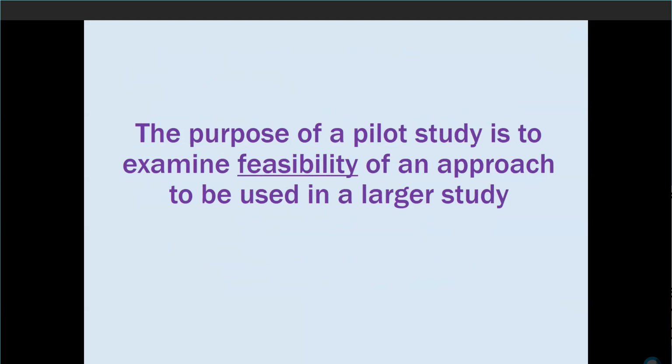Thinking about seed grants, they're usually for pilot studies. And the purpose of a pilot study is to examine the feasibility of an approach to be used in a larger study. So typically a pilot or a seed grant doesn't produce a study that is a definitive answer on anything. It's really focused on the feasibility of an approach so that you can launch it into a larger study. And here at the bottom of this slide, we've included a link to an absolutely fabulous article about pilot studies and how to use them effectively in research.